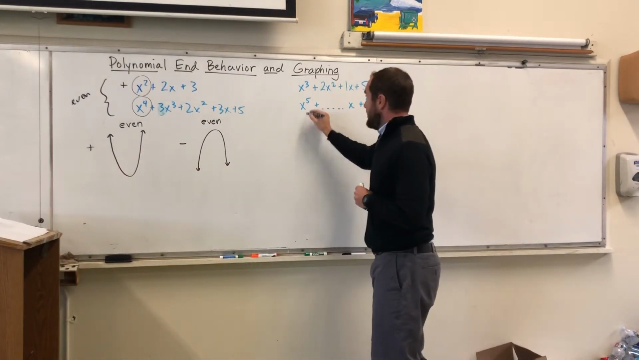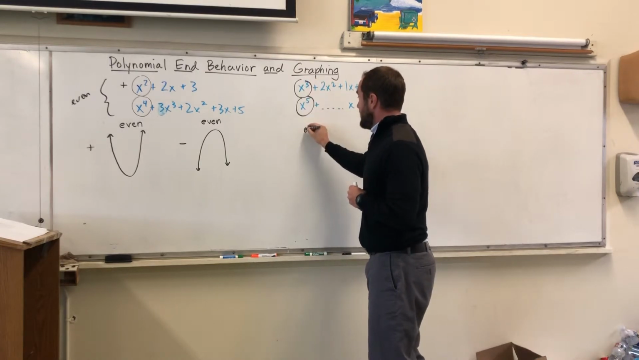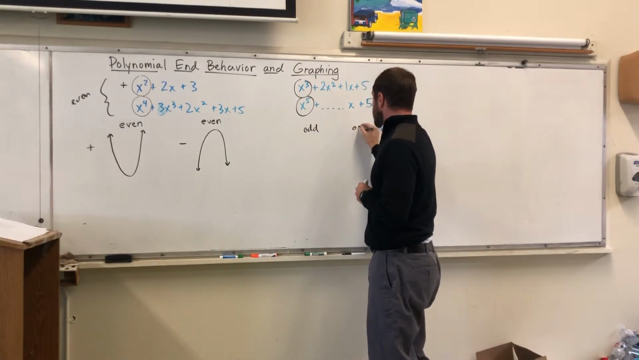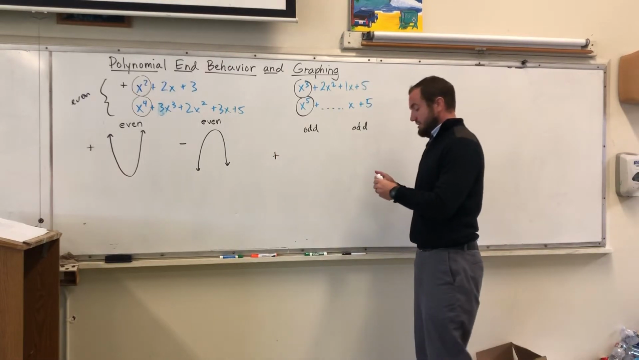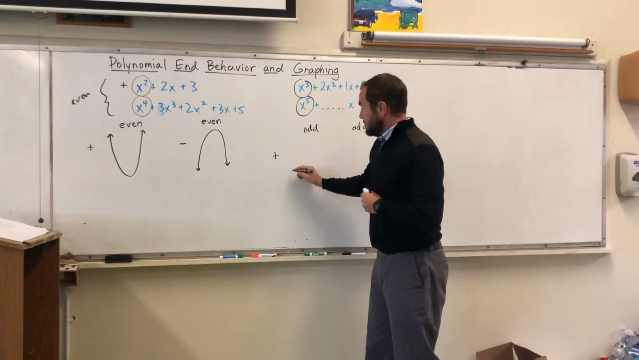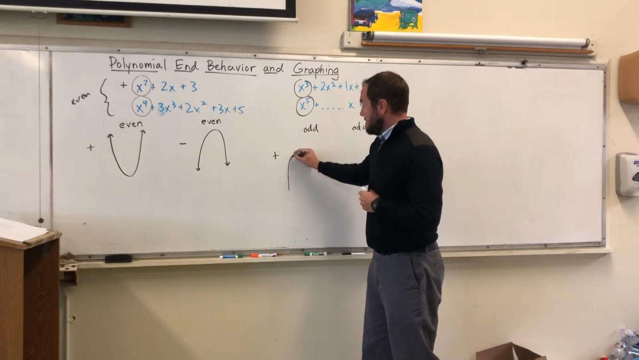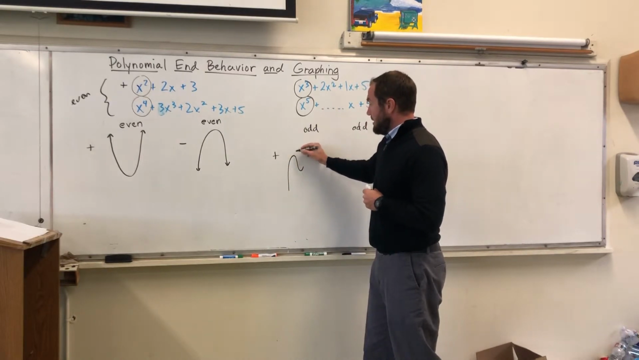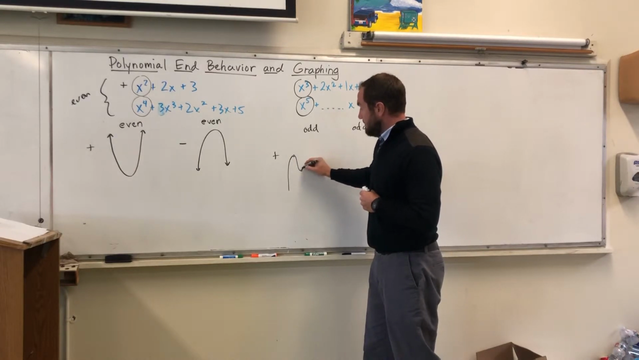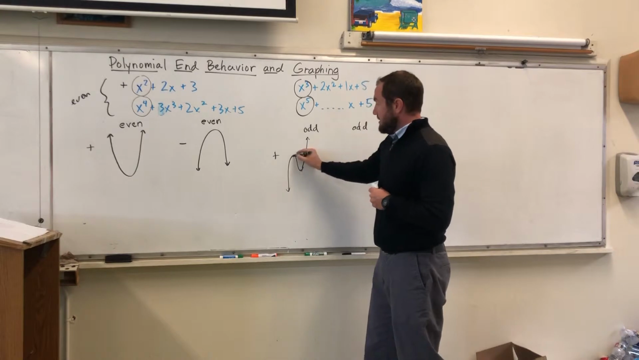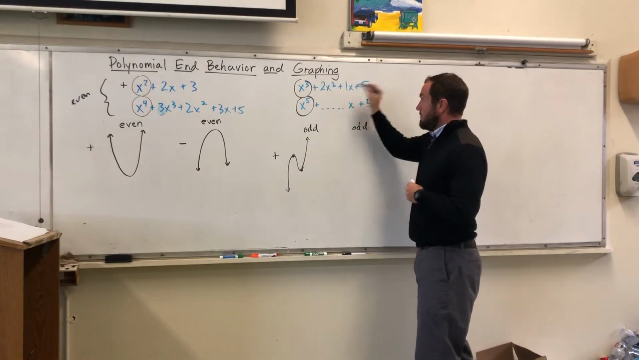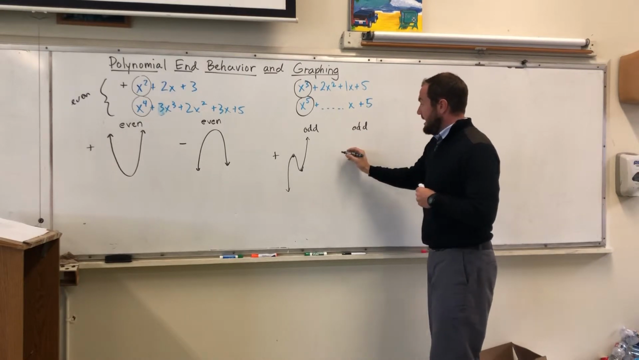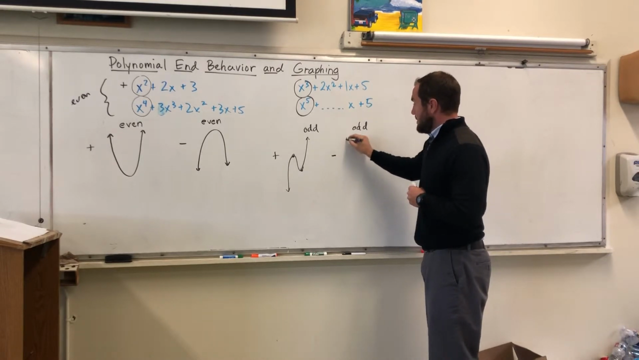If you have an odd degree, a positive graph would start in one direction. It may have a few maxes and mins and finish in a different direction. Okay? These values depend a lot on what you have in between your leading coefficient and your constant here. And then a negative would look something like this.